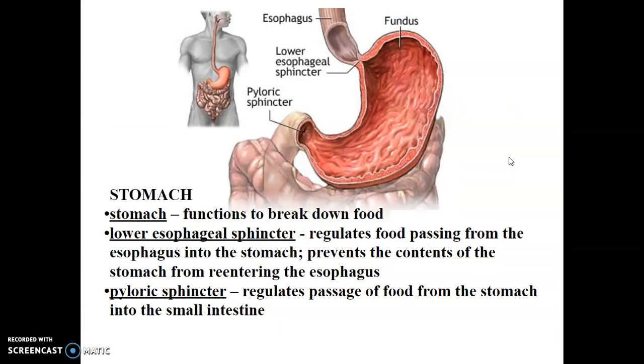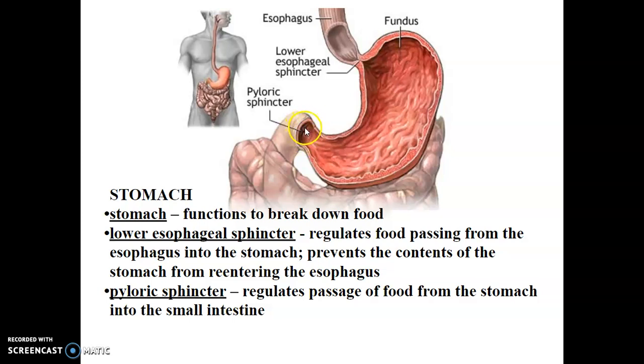The stomach. The main function, the only function of the stomach, is to break down food. As we look at the stomach, there are 2 sphincters. Sphincters are anywhere on our body. You've probably heard of it, with the anal sphincter, most likely. These are muscles that are in a circular pattern. You can't really see it in here, but here's a good look at it. In a circular pattern that open and close.